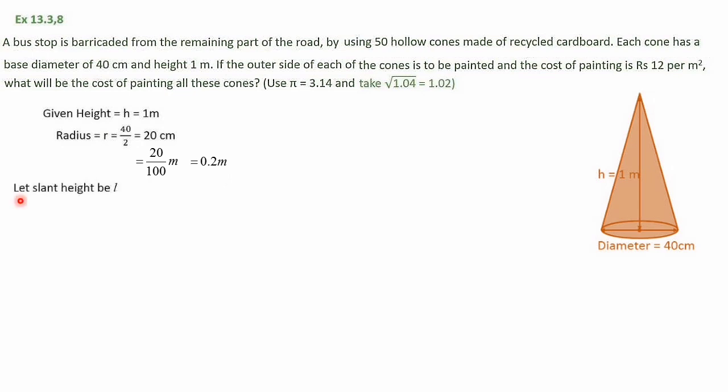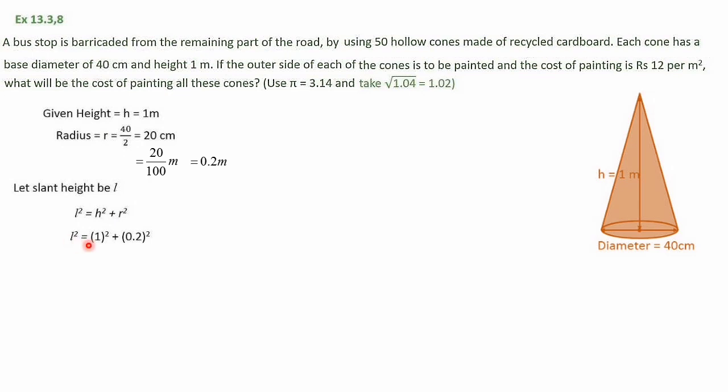Now let the slant height be L, because we need to paint the outer surface, which means the curved surface. Outer surface means this is the portion, so it is a curved surface. For calculating the area we need pi R L. So L is necessary there, so we have to calculate L. By using the L H R relation, L square is equal to H square plus R square.